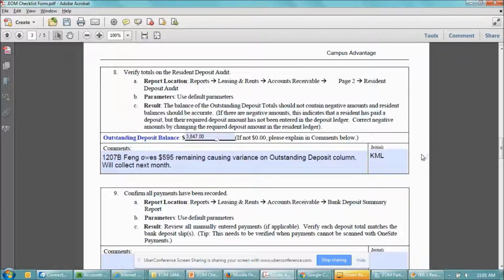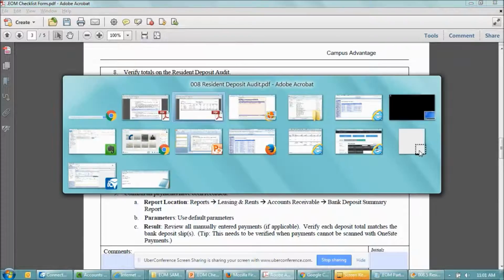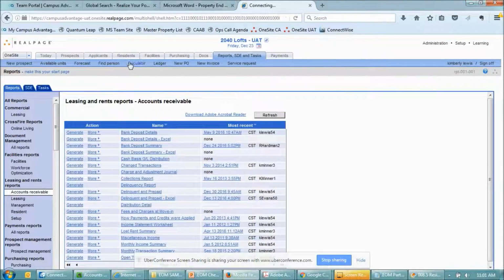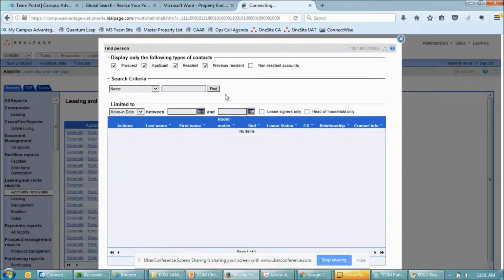So let's say that in the situation that we just saw, originally he was supposed to pay $805, but then we gave him a special. In order to correct that issue, that's when you would go in and hit that change. You would edit the required deposit that's already there and change it to the correct amount, the $210 that's actually required of him. Then that would change the number and it would go away. You don't have to put any notes.